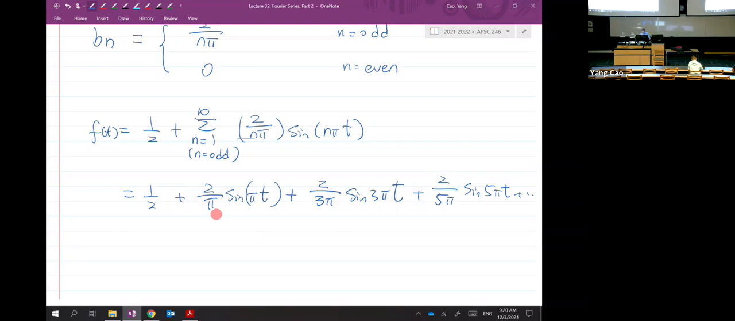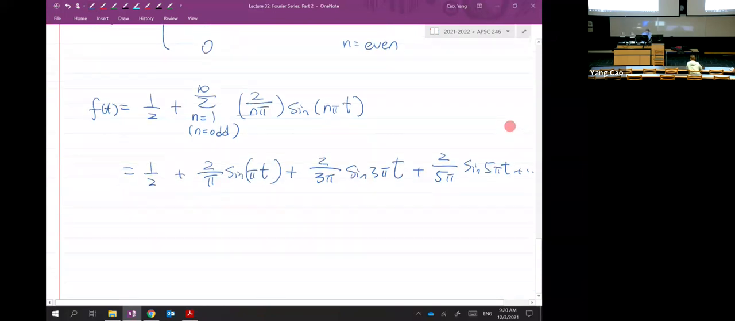Absolutely, yeah. So let's examine these results a little bit here, okay? First, let's look at each one of the terms. If I look at each one of the terms, can you tell me what is the frequency for the first sine term?